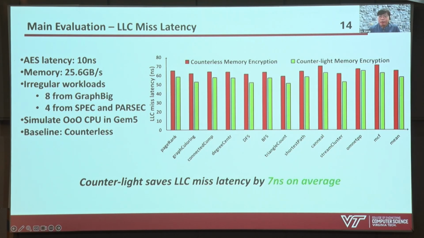We simulated the memory using DDR5 bandwidth in Gen5 and model 10 nanoseconds AES latency to match our real system measurements. Same as RMCC, we model 128 entries in the memoization table. This figure shows the last-level cache miss latency of counterless and CounterLite. CounterLite decreases the miss latency by 7 nanoseconds compared to counterless.